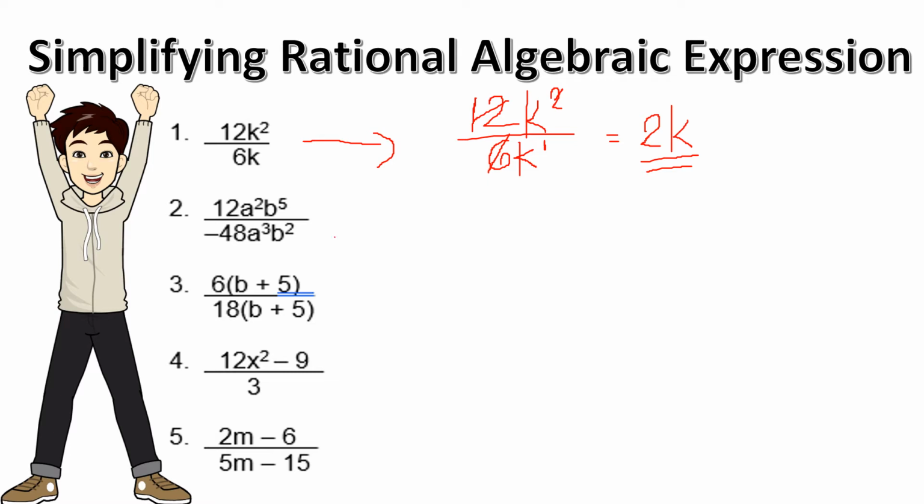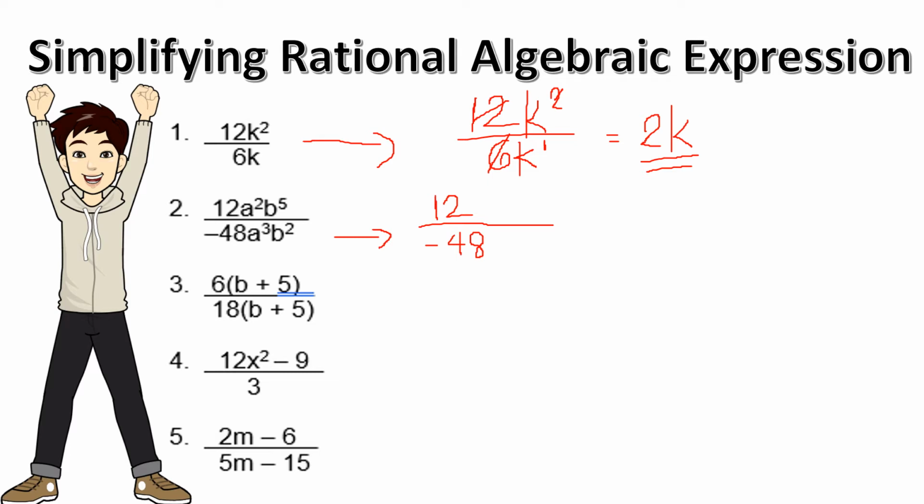For number 2. So basahin ulit natin. We have 12a squared b to the 5th power divided by negative 48a cubed b squared. So check natin yung ating 12 and negative 48. So hindi natin siya ma-divide. Ang ating 12 ay hindi kayang i-divide sa 48. So negative 48. Since the denominator, yung denominator na 48, mas malaki siya sa 12.